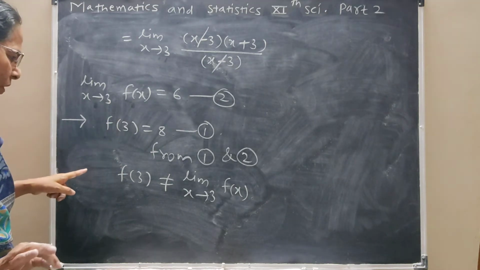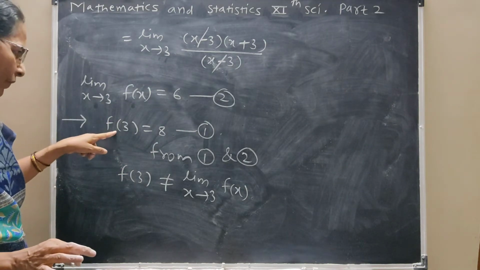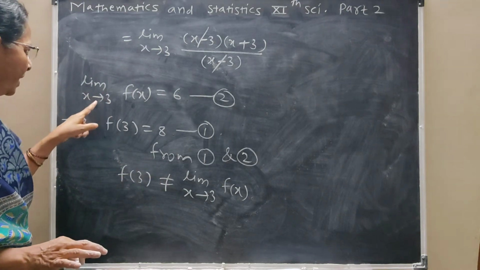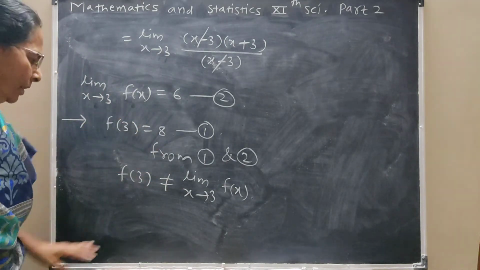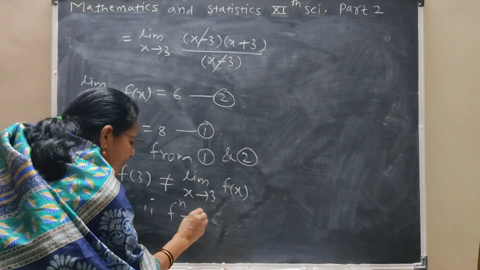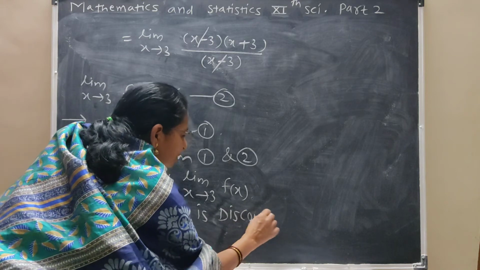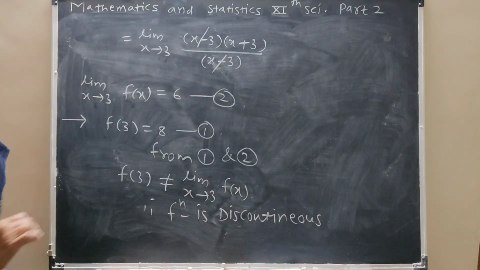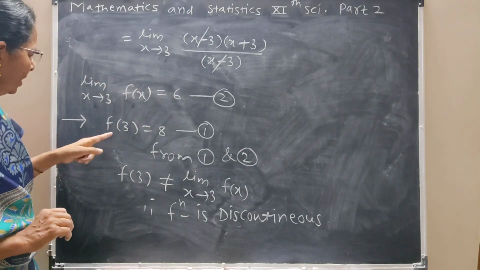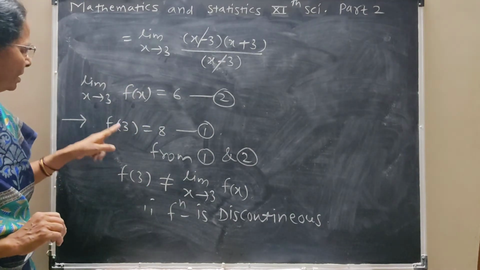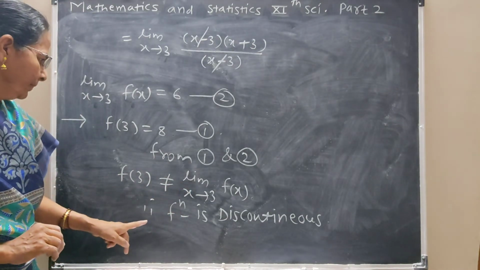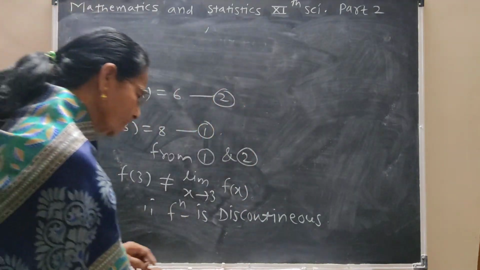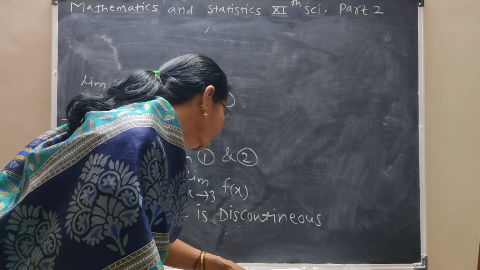From 1 and 2, RHS not equal means LHS not equal. The LHS of 1 is f(3). The LHS of 2 is the limit as x tends to 3 of f(x). They are not equal. Therefore, we say that the function is discontinuous.